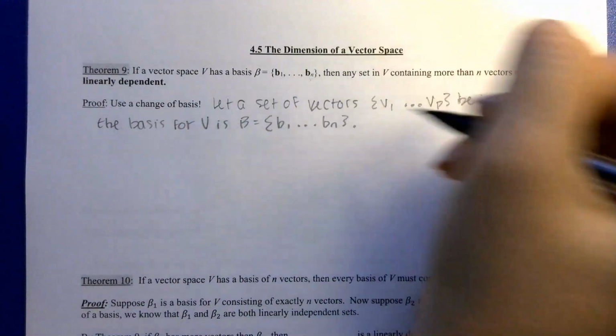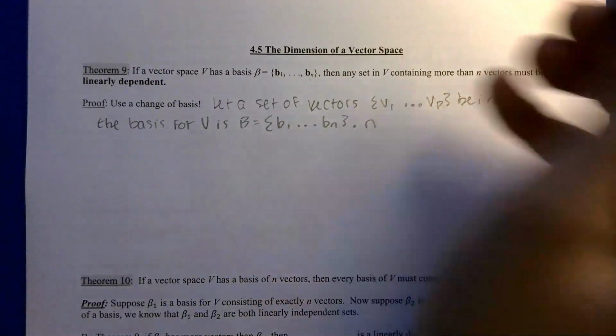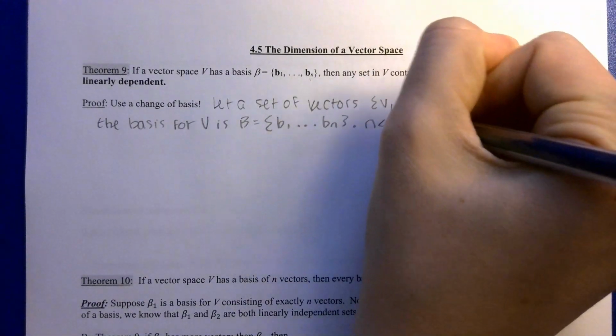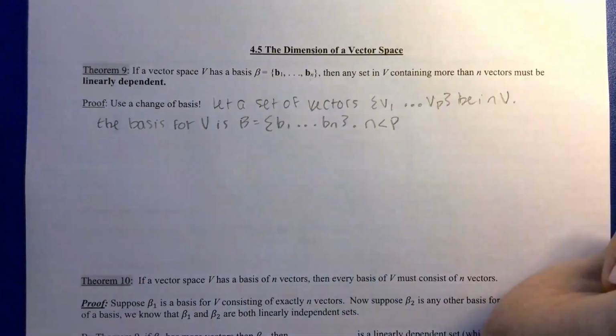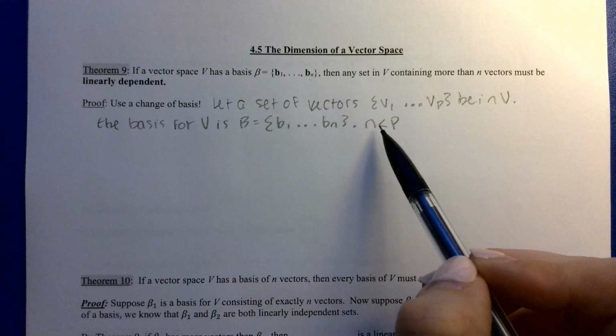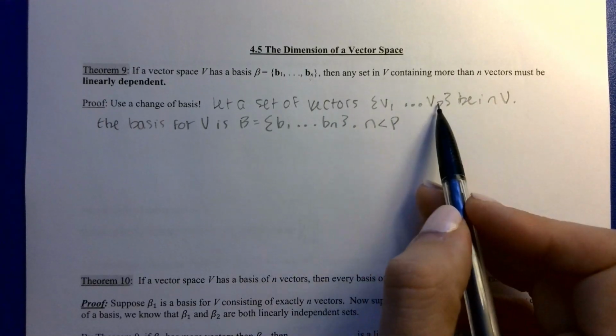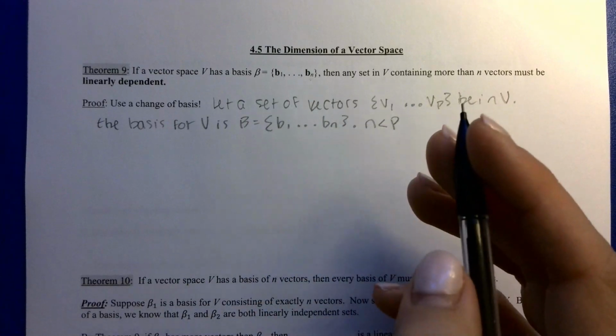Okay, then we are going to let n, the number of vectors in the basis, be less than the number of vectors in the set we created, because that's what we're testing. Any set in V containing more than n vectors must be linearly dependent. So the number of vectors in our set is greater than the number of vectors in the basis.